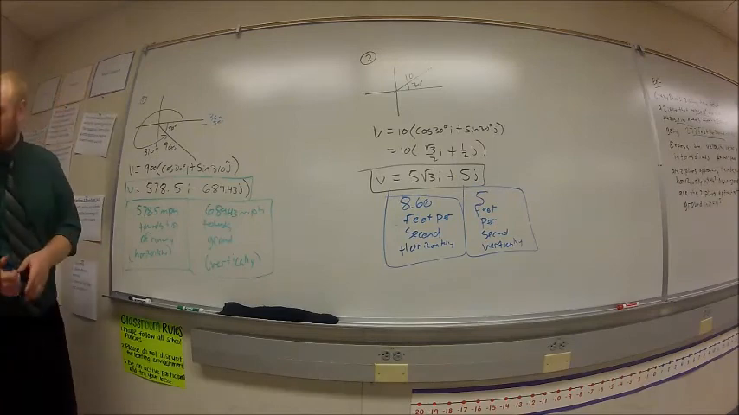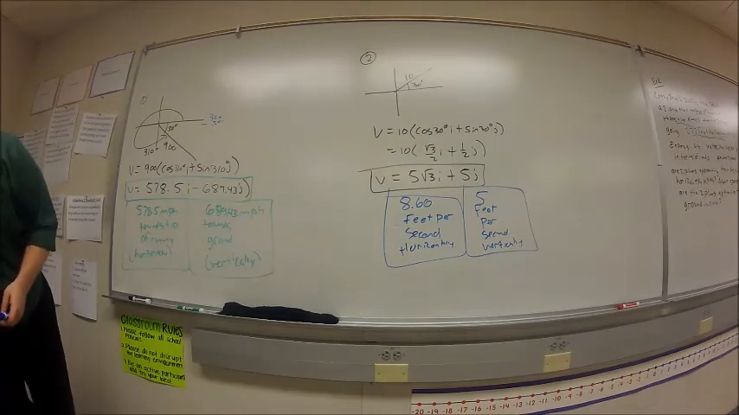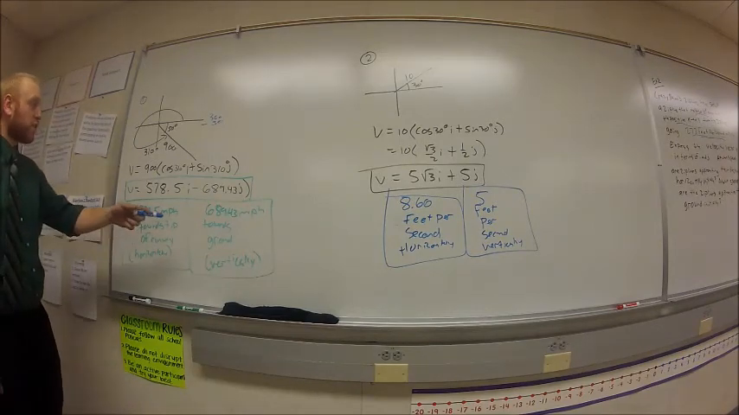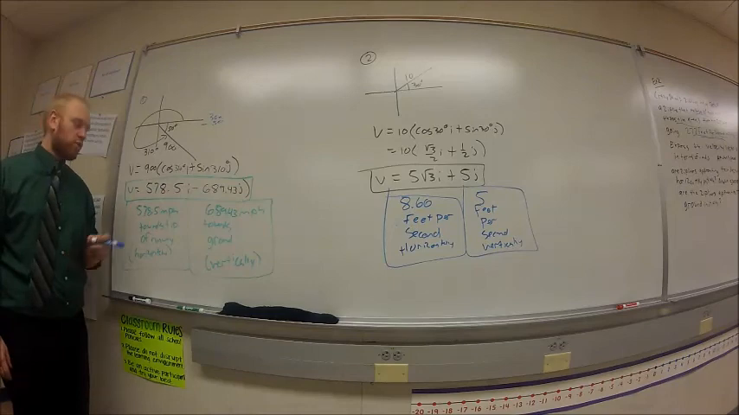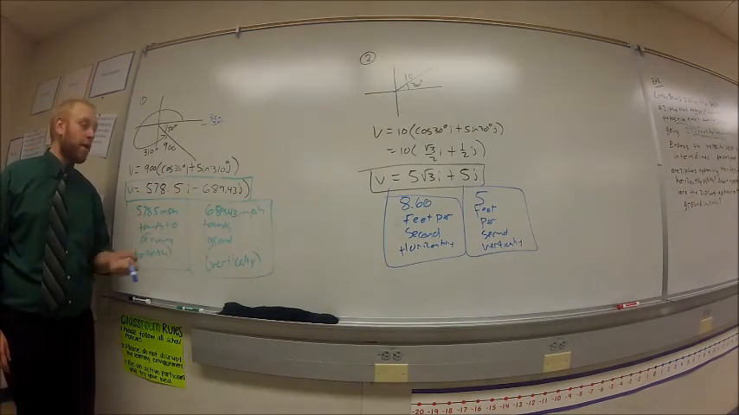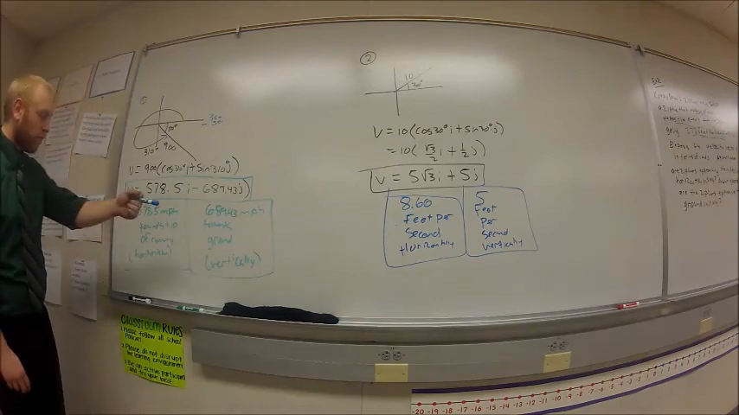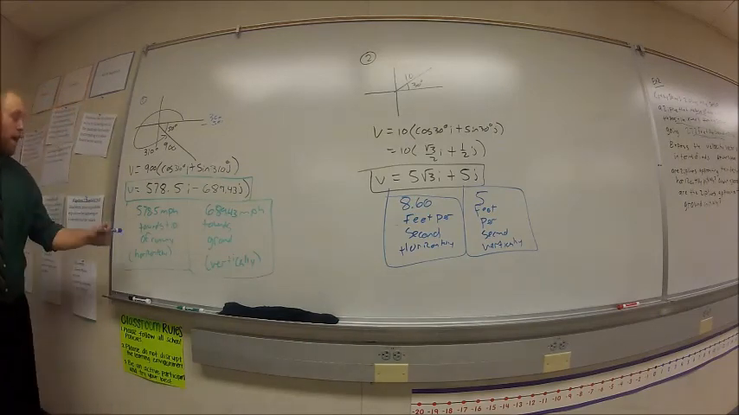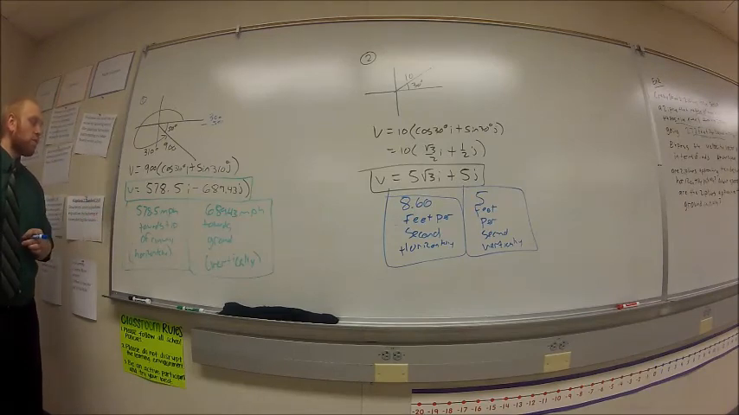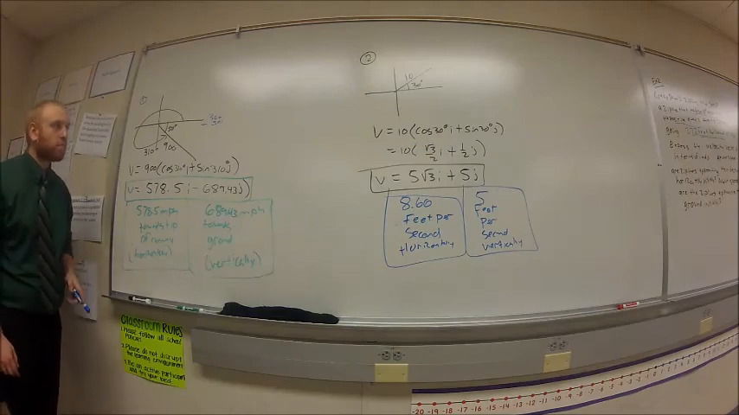Now answer the second question. The second question asked, at what speed is the plane approaching the ground initially? If it's approaching the ground, that's the y component, the vertical component. You can't go negative speed, so it'll be 689.43 miles per hour towards the ground. And then, at what speed is it approaching the tip of the runway? That's the horizontal speed, and that has to be 578.5 miles per hour.